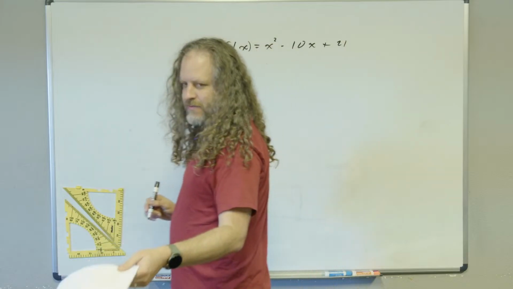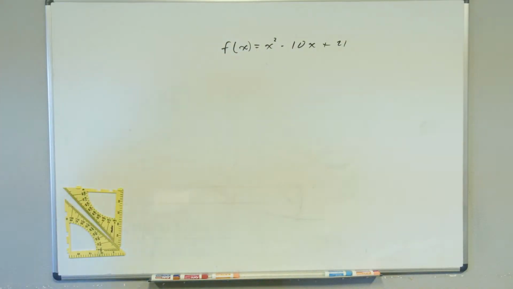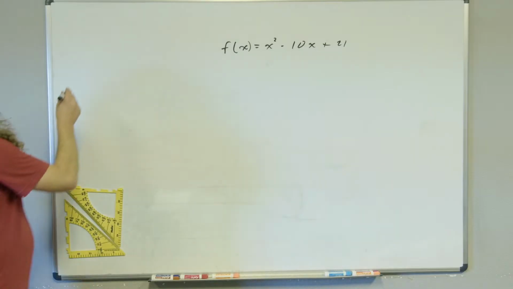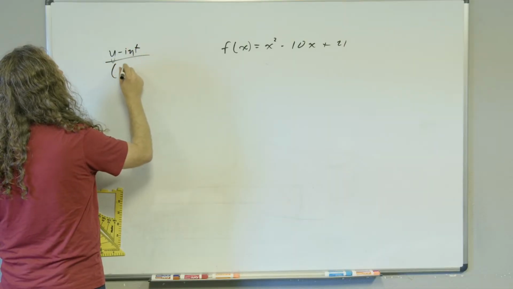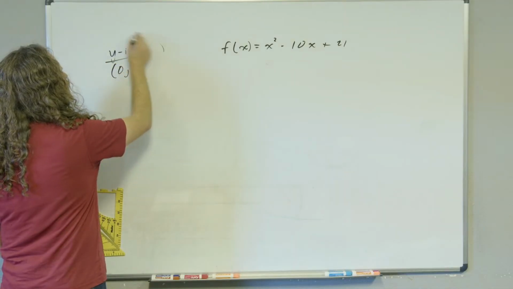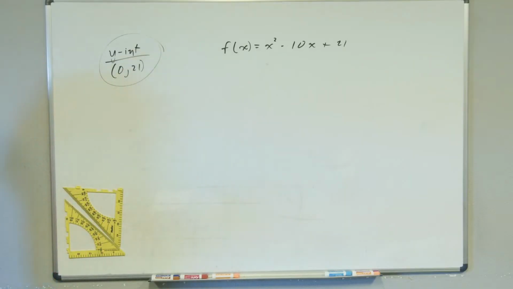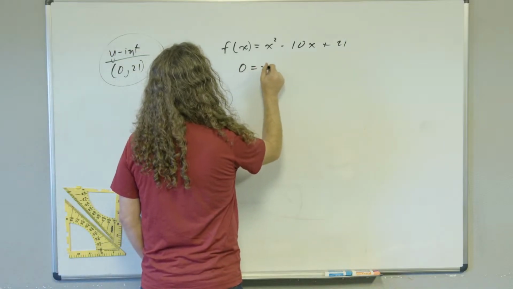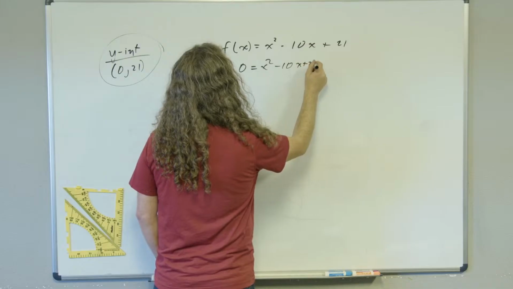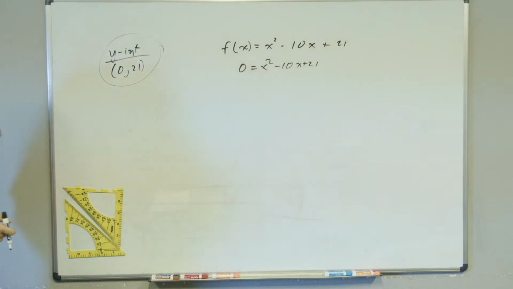What is the y-intercept? x squared minus 2x squared equals 0. The y-intercept is 21. Easy. Now, the x-intercept is what you're talking about. We set the y to 0.